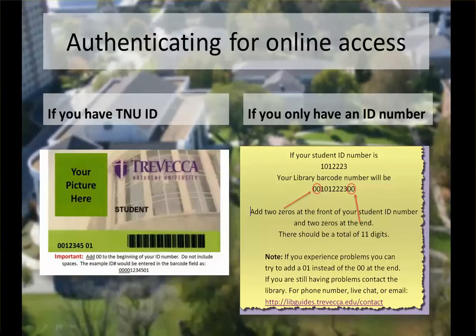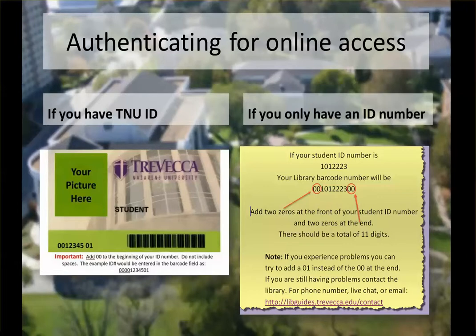This screen shows if you have a Trevecca ID, the physical ID. You will take your ID number here, and you're simply going to add 2 zeros to the front of this for a total of 11 digits. So you will see a little instruction here. You will be prompted to do this prior to the database's opening.